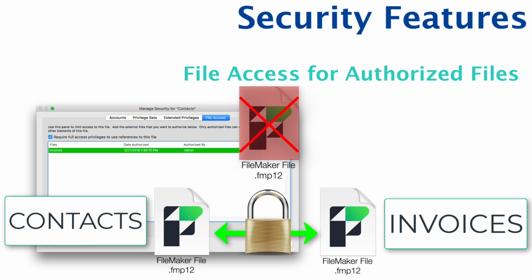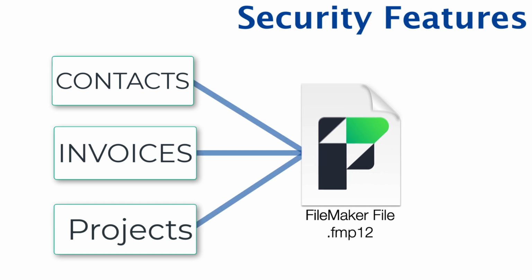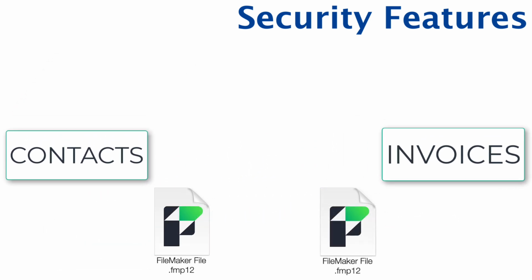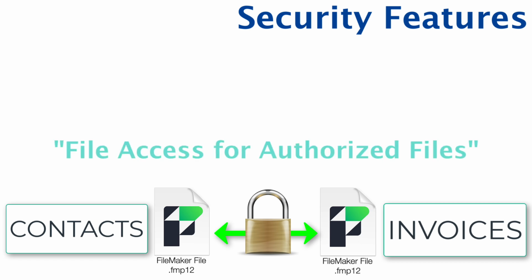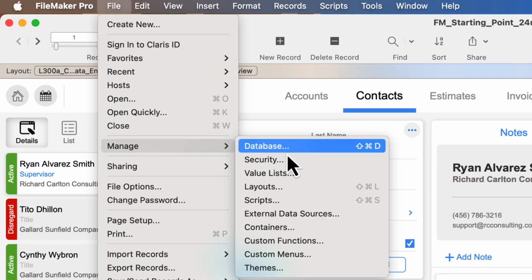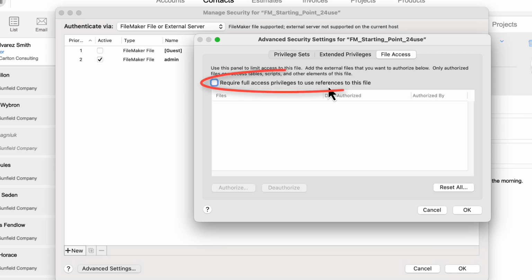Now, with the modern FileMaker platform, most of the time, these kinds of things would be consolidated into a single file, which makes things much simpler. But some more advanced complex solutions might have more than one file. So that's where this file trust issue comes in. FileMaker refers to this as file access for authorized files. That capability is managed under the File menu, down to Manage, down to Security, and then you can see that option right here. And that allows us to set the files that will trust each other.